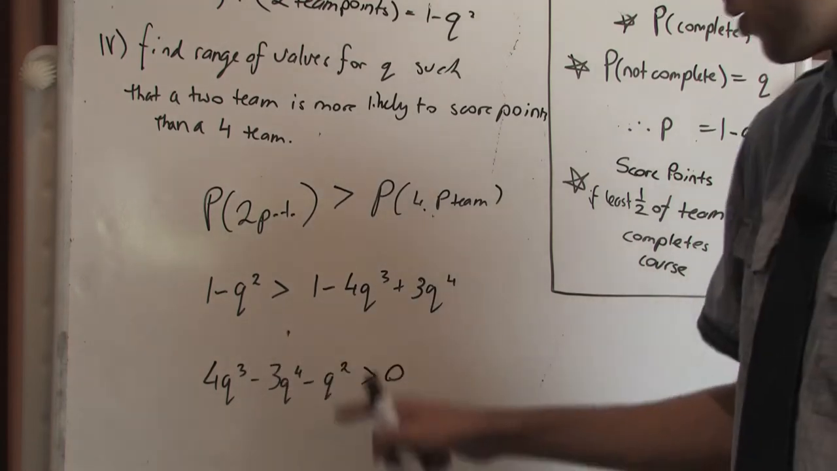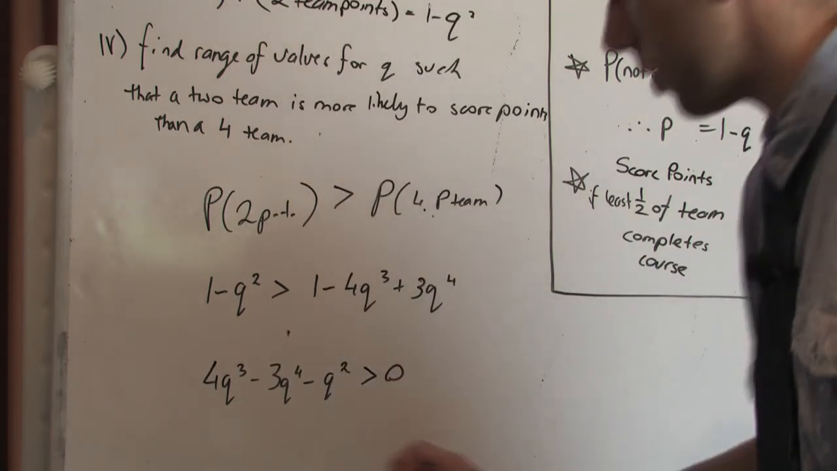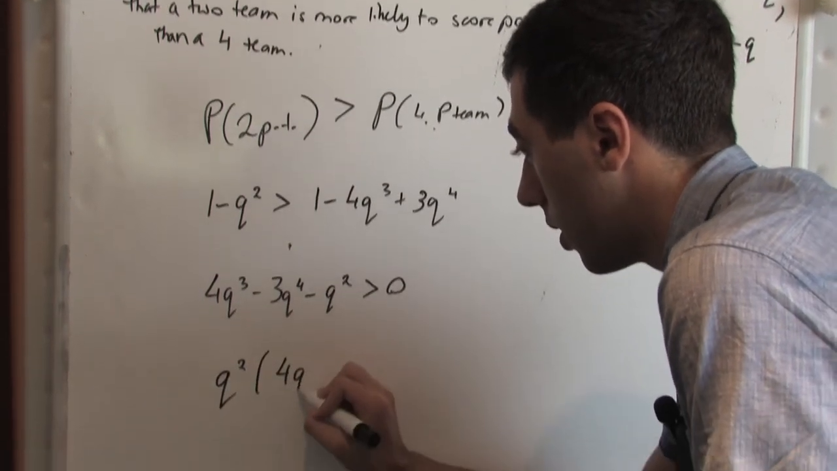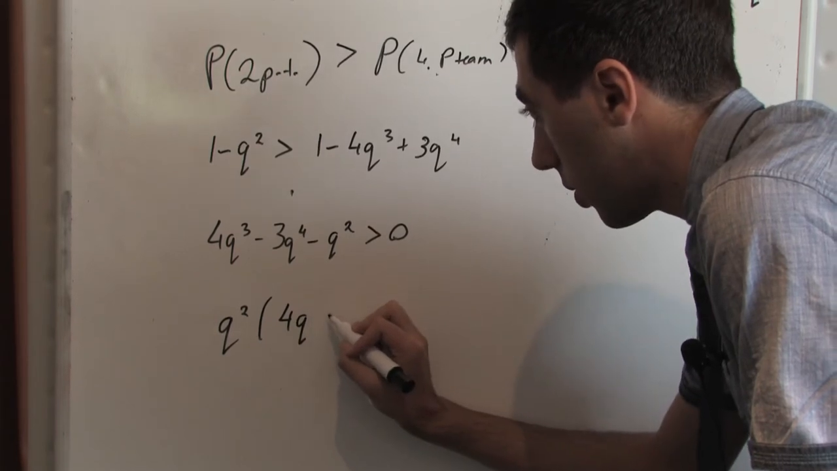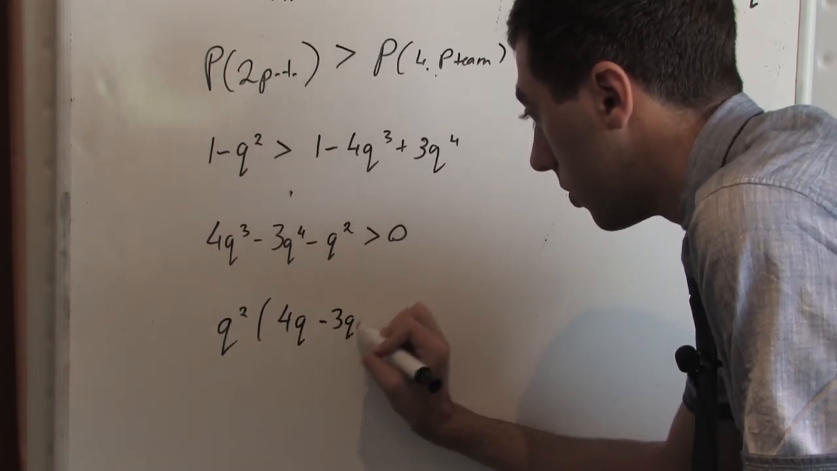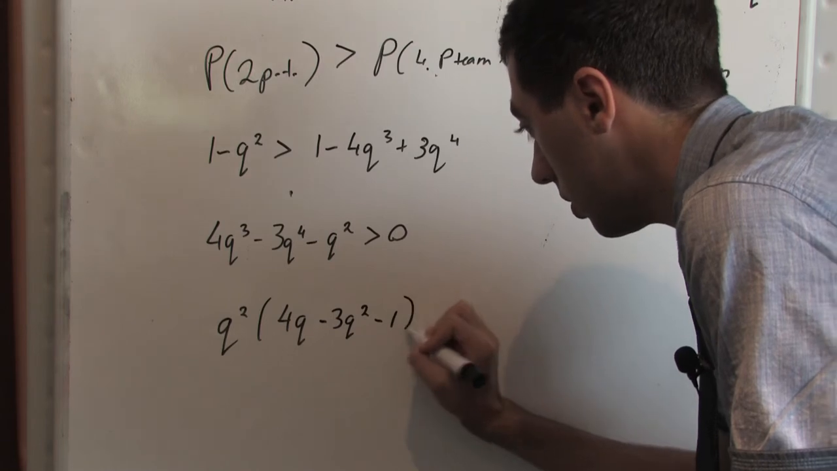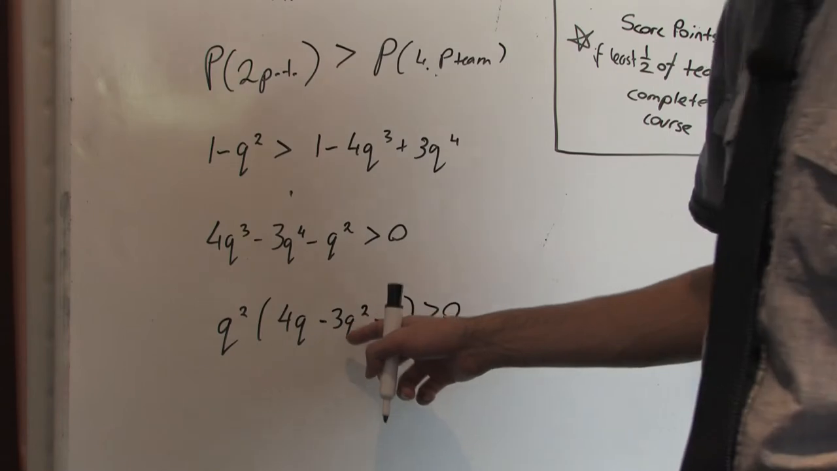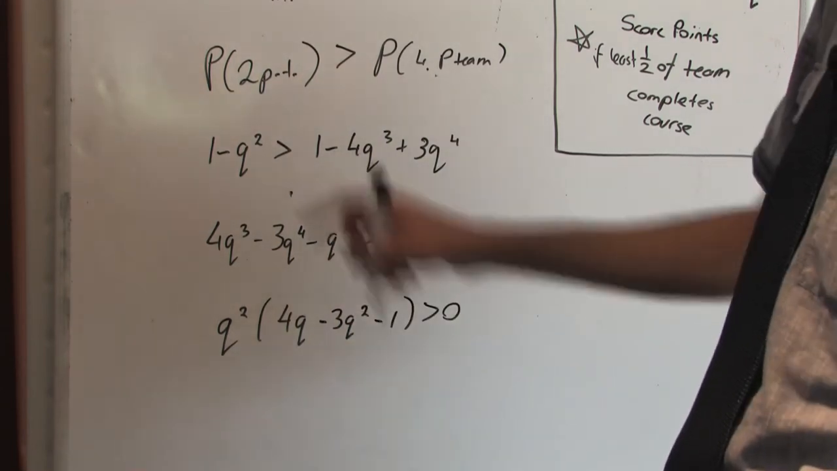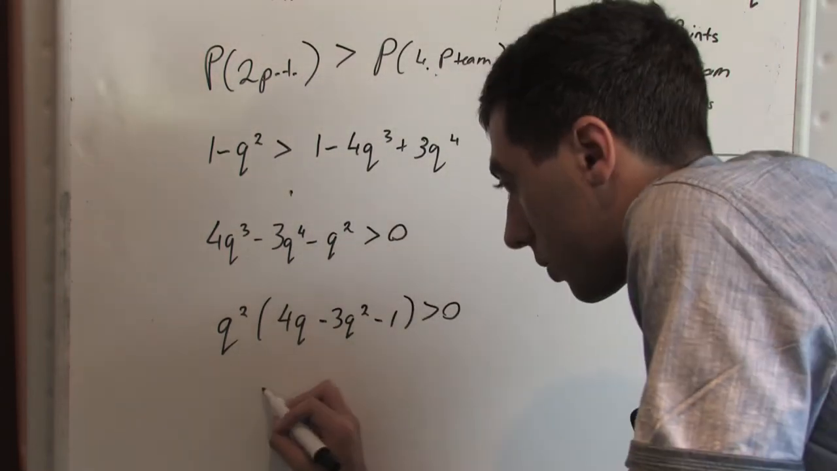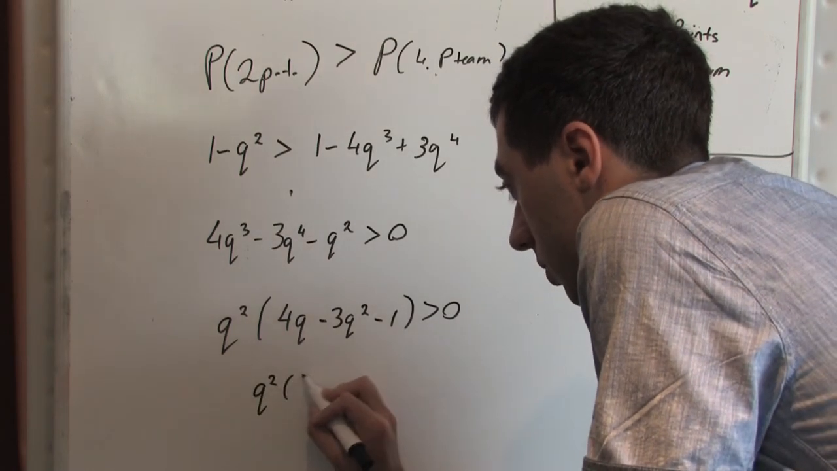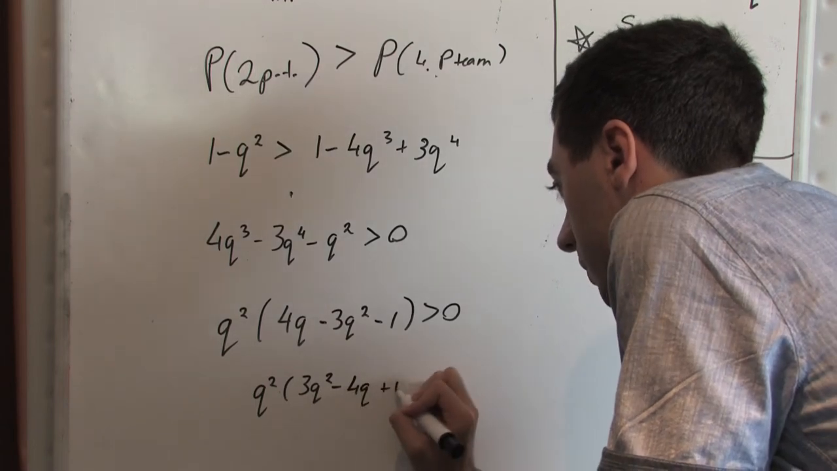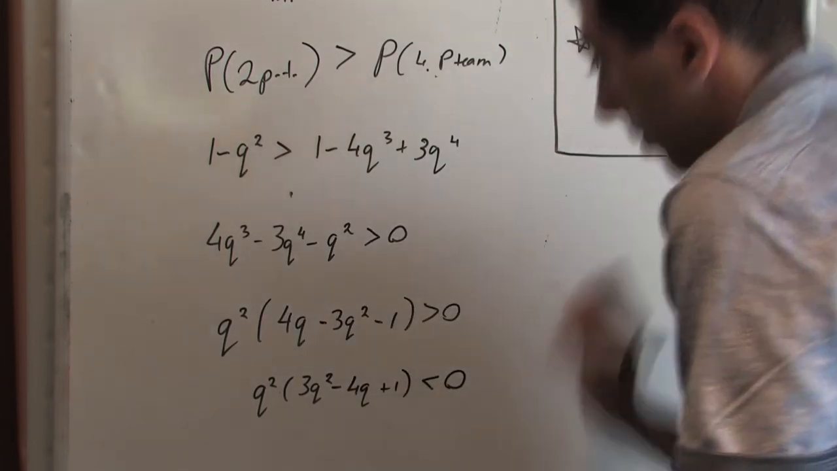Alright, so now as you notice, q squared is a common factor of these. So we'll take out the q squared, and I'll bring everything into the bracket, so we've got 4q minus 3q squared minus 1 is greater than 0. Alright, so for convenience, I'm going to make it such that the q squared term is positive, so I'm going to multiply everything by minus 1. And as you know, as I do that, the inequality sign has to switch. So now everything has to be less than 0.